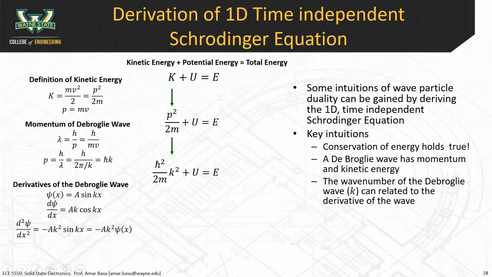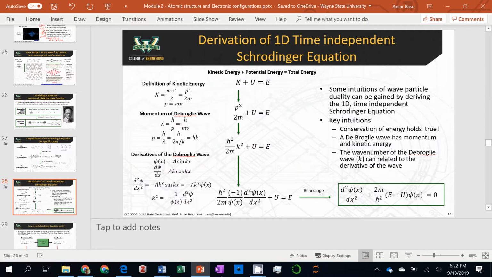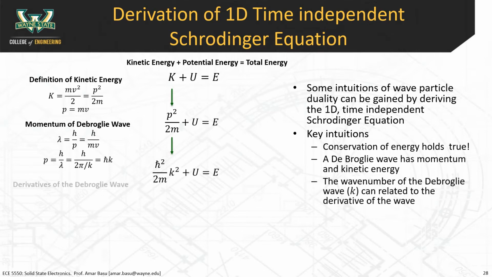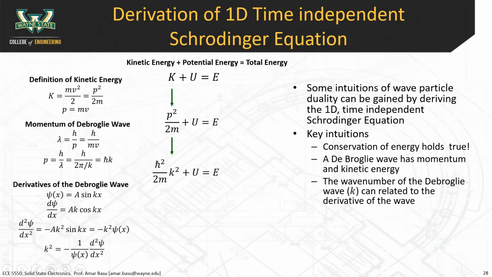Hold on, I made a little mistake here. There should not be an a here. So the second derivative of the psi function is equal to negative k squared times the original psi function. This is that unique property of sines, that the second derivative is just a constant times the original function. And that's one of the tricks that's used to solve differential equations.